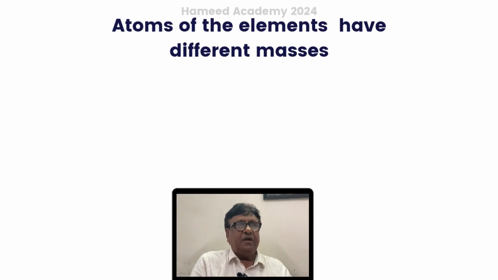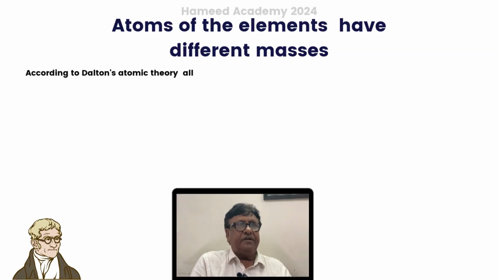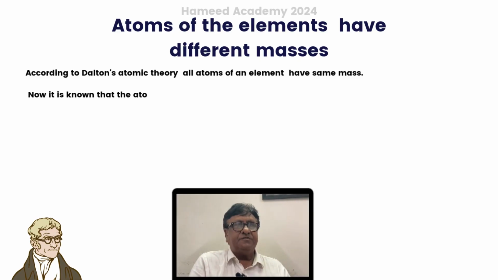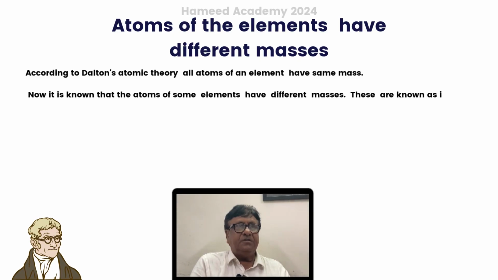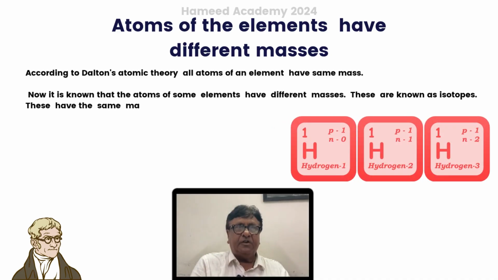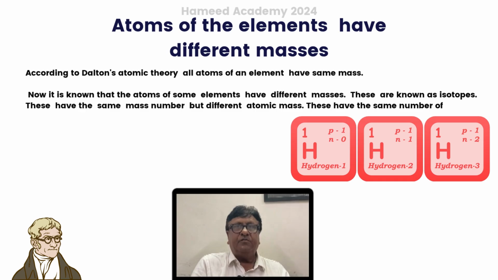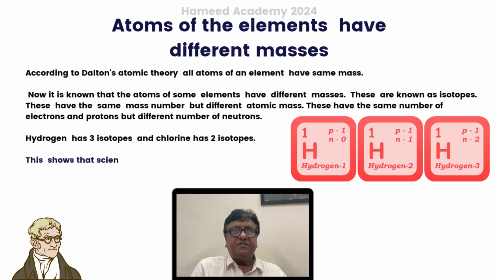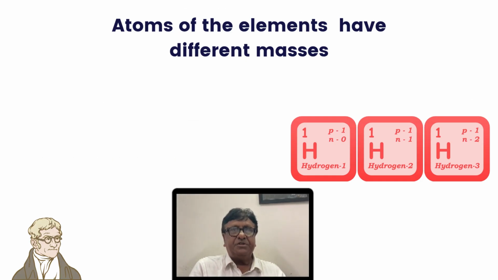Atoms of the elements have different masses. According to Dalton's atomic theory, all atoms of an element have the same mass. Now it is known that atoms of some elements have different masses. These are known as isotopes. These have the same mass number but different atomic mass. These have the same number of electrons and protons but different number of neutrons. Hydrogen has 3 isotopes and chlorine has 2 isotopes. This also shows that science is dynamic in nature.